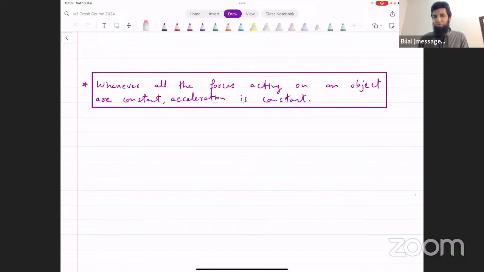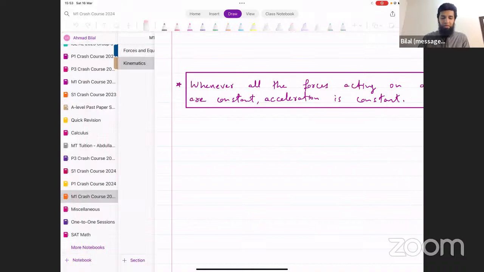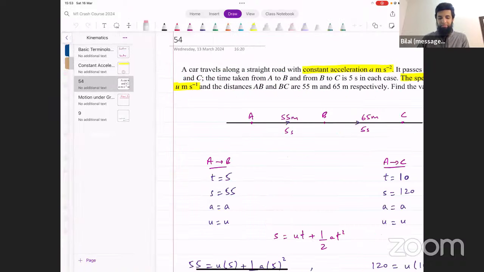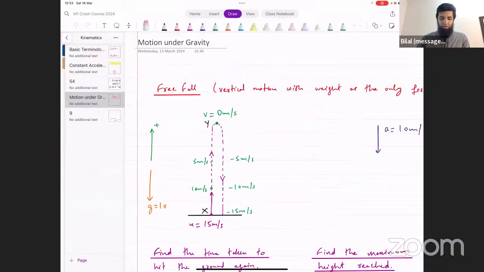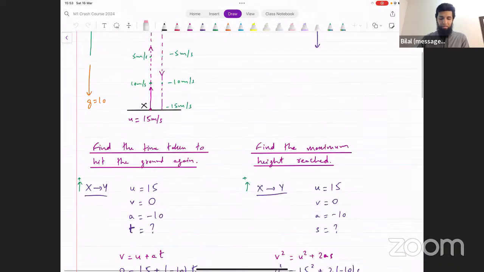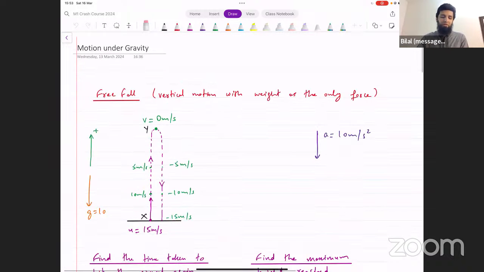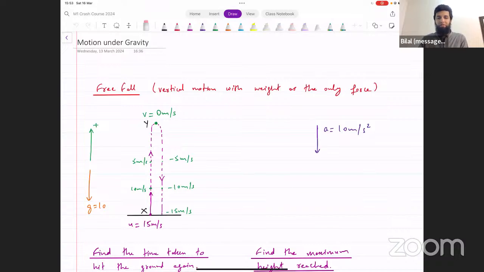So sometimes they don't specifically mention in the question that acceleration is constant. You would be using this rule for that. There's two specific cases of this rule where it applies. That is free fall, and when you have a smooth inclined surface where weight is the only force. So both of them can be classified under motion and gravity.